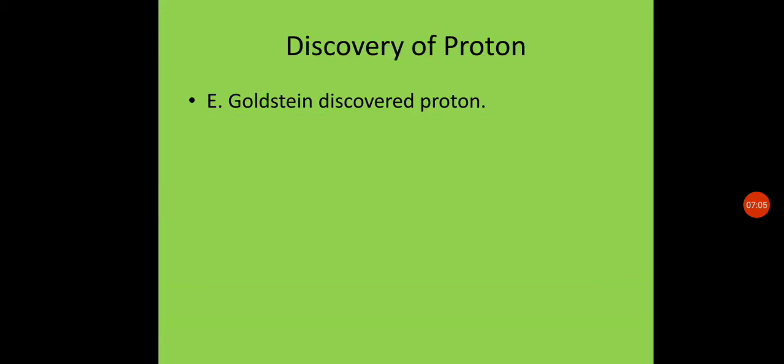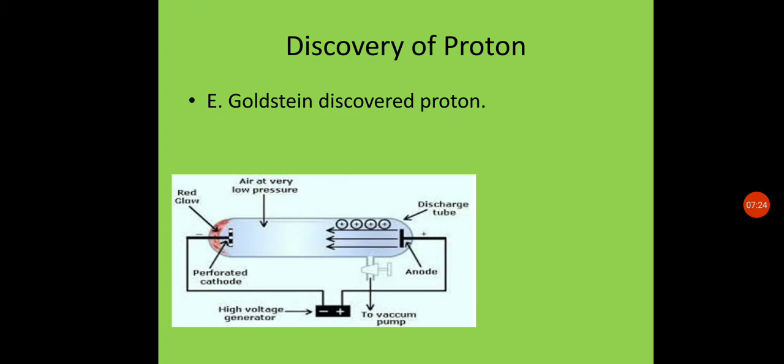Next we will study the discovery of the proton. E. Goldstein discovered the protons. This was actually discovered while carrying out the experiment to produce cathode rays. When cathode rays were discovered, at the same time the protons were also discovered. The apparatus used is the same, so you know how cathode rays were produced.